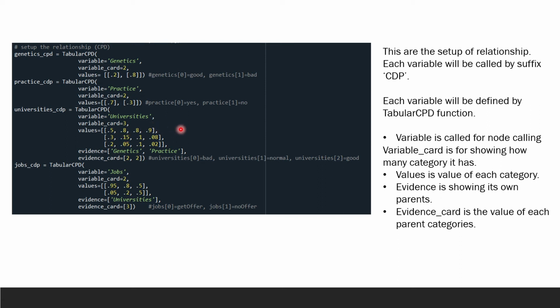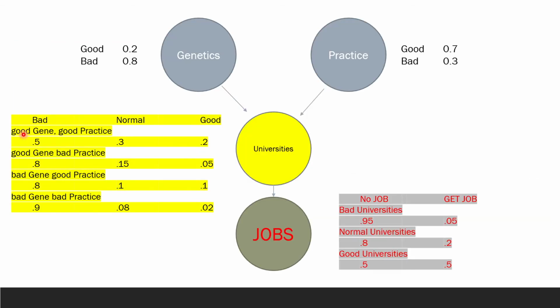Remember, we have four chances to get bad university. Why? Let's come back to here. As you can see, bad university can be generated by four conditions. The first one is good gene, good practice, then good gene, bad practice, and so on. And so on for normal university, and the same four chances for good university.